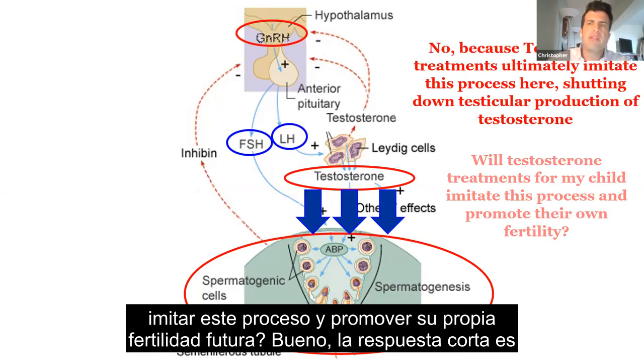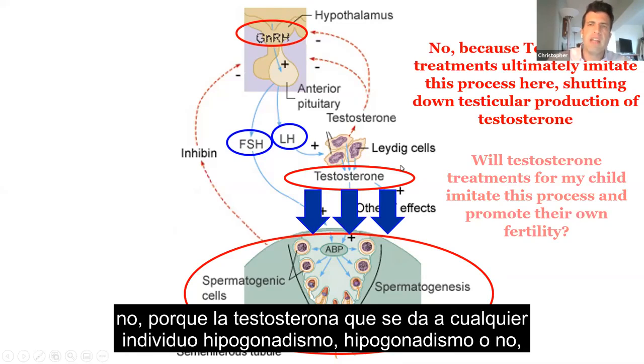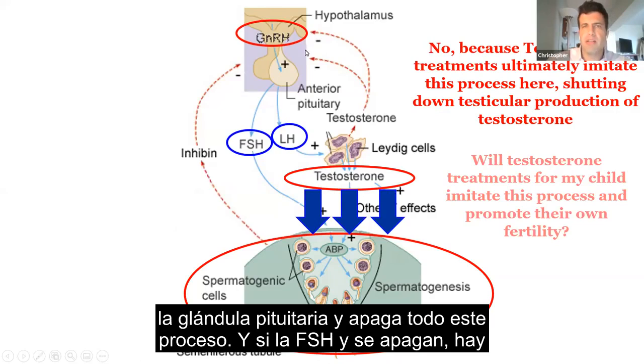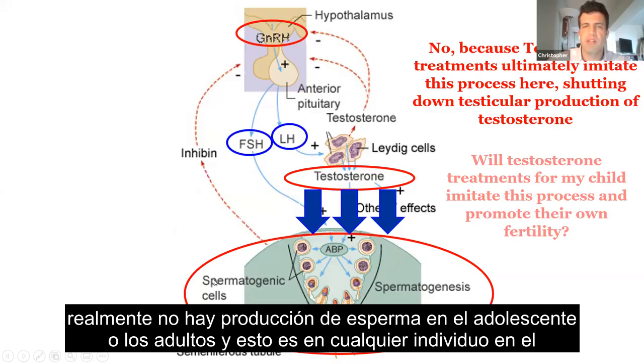Well, the short answer is no, because the testosterone you give to any individual, hypogonadotropic hypogonadism or not, is delivered in their muscles and their bloodstream, and it goes back to the pituitary gland and it shuts off this whole process. And if FSH and LH are shut off, there's really no sperm production in the teenager or adult. And this is in any individual.